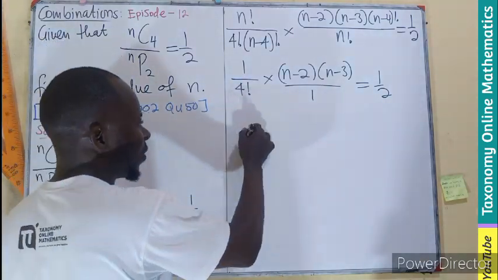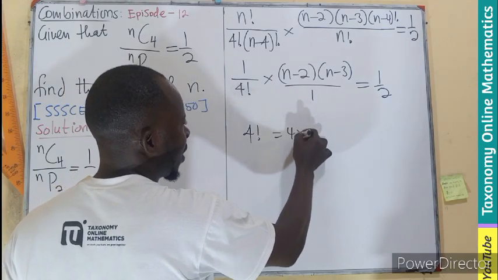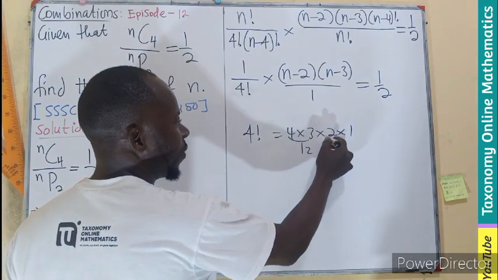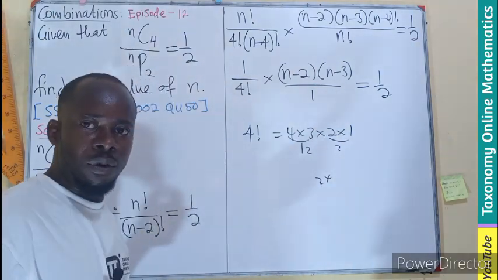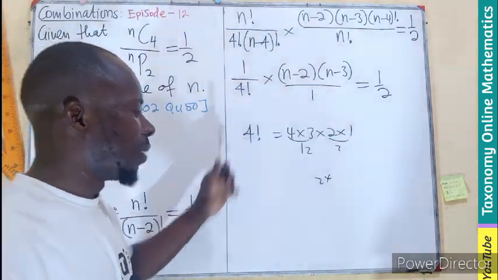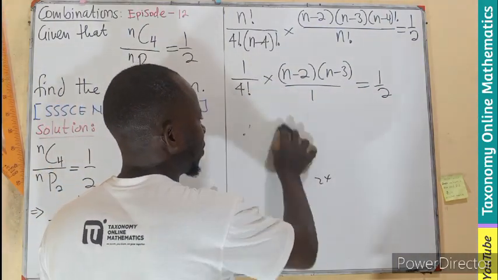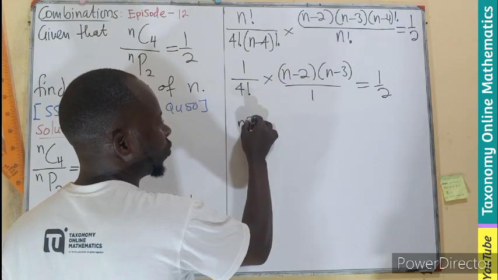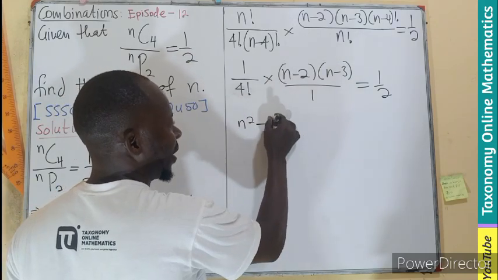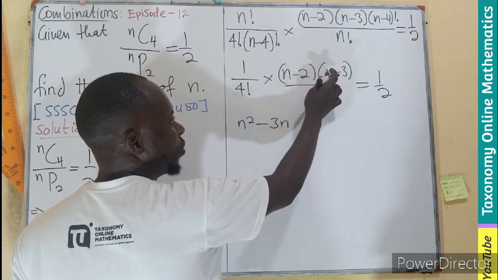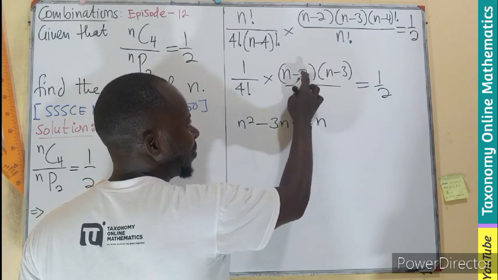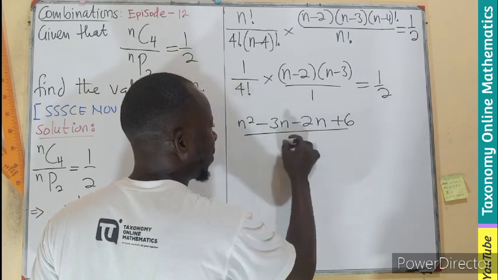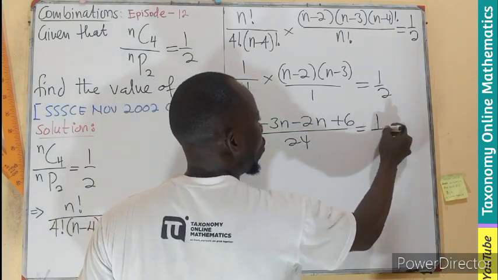So this is multiplying this is multiplying this. 4 factorial is just 4 times 3 times 2 times 1, and in that case, 12 to 24. So it means that our denominator becomes 24. Then this becomes n times n, that will give you n squared. n times minus 3 is minus 3n, minus 2 times n is minus 2n, minus 2 times minus 3 gives you plus 6, all divided by 24 equals 1 on what?